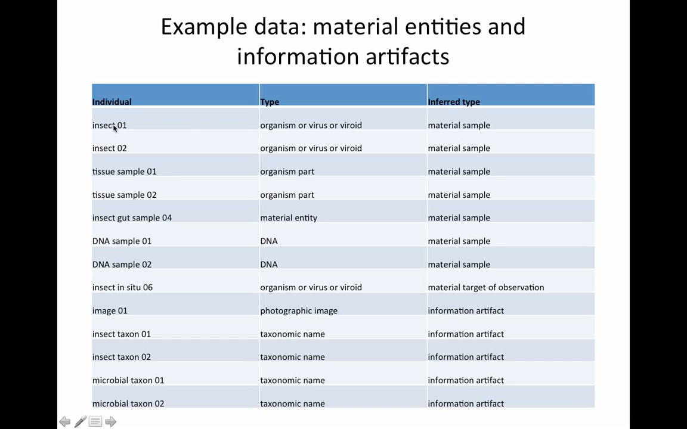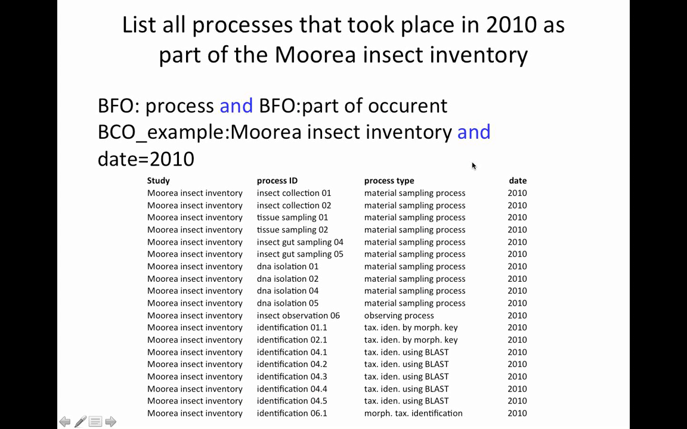We also created instances of a number of material entities and information artifacts. So for example, insect 01 is an instance of the type organism or virus or viroid. You see this column, inferred type, because the reasoner is able to infer that because insect 01 is the output of a material sampling process, it is in fact a material sample. So once we have all of the data in the ontology, we're able to query it to get out information that we would be interested in.